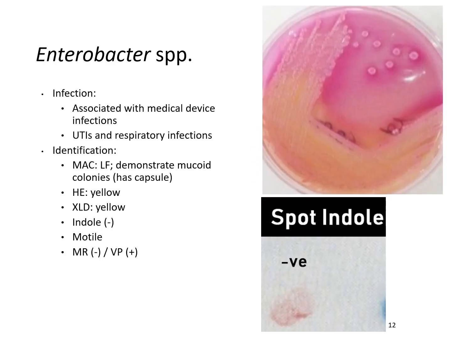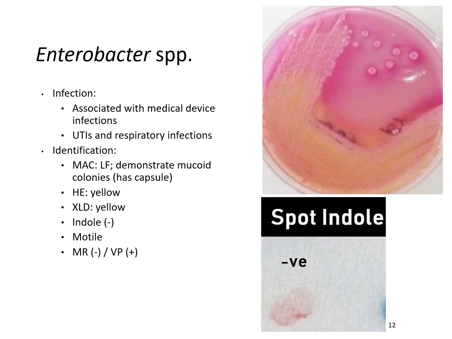Enterobacter infections are the same as Serratia. These organisms are lactose fermenters, and they can demonstrate a mucoid type colony, and this is because these organisms do have a capsule, so it gives them that mucoid look. They're yellow on HE and XLD agar. The indole test for this would be negative. They are motile organisms, MR negative and VP positive.